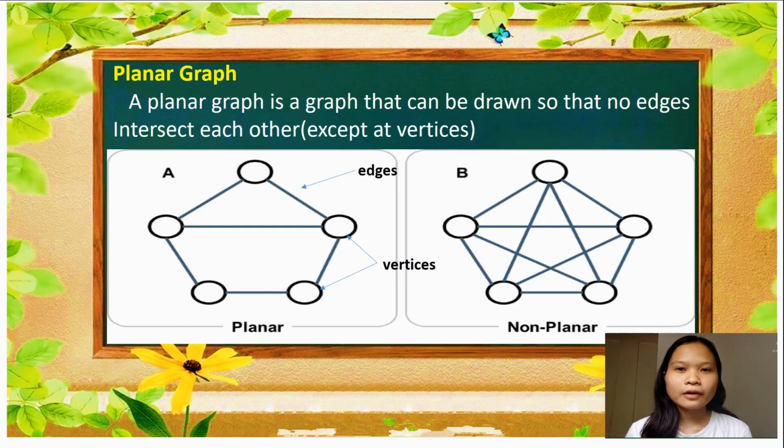Planar graph. A planar graph is a graph that can be drawn so that no edges intersect each other except at vertices.